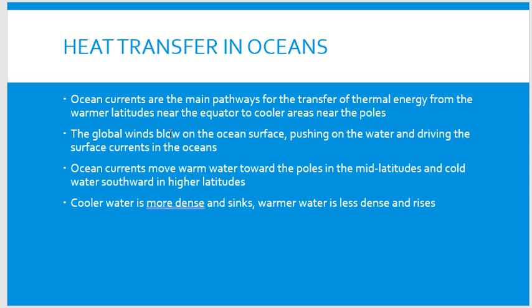The global winds blow on the ocean surface, and that causes currents, so surface currents. Ocean currents move warmer water towards the poles, and colder water moves to the equator. And we know from convection that colder water is more dense and will sink, and the warmer water is less dense and will rise. Okay, so obviously global warming is having a big impact on this because it's causing an overall heating of the oceans, and that's affecting the transfer of heat to the different areas.